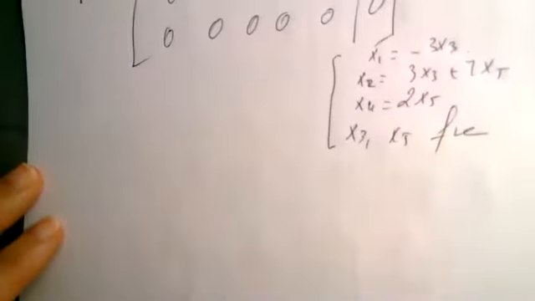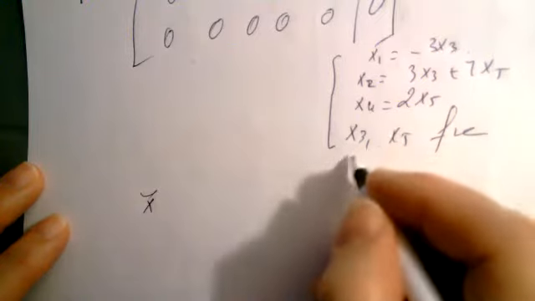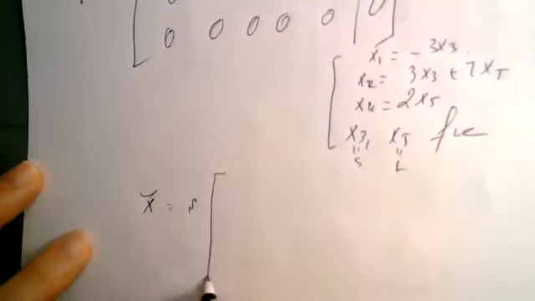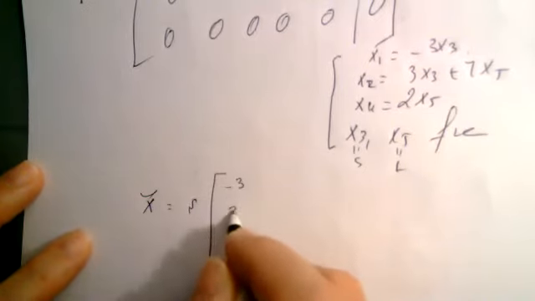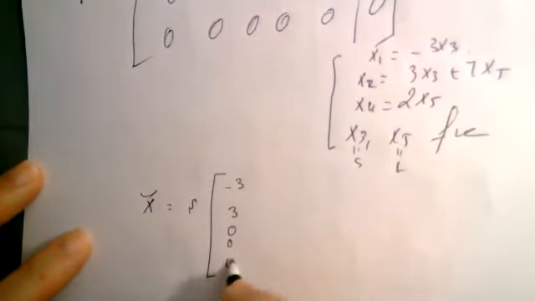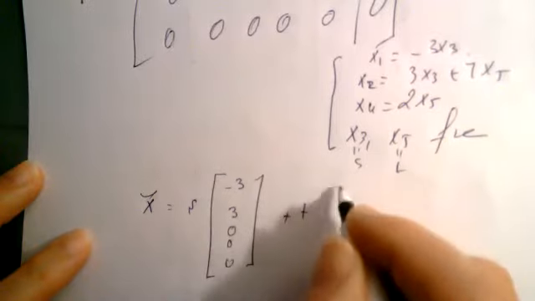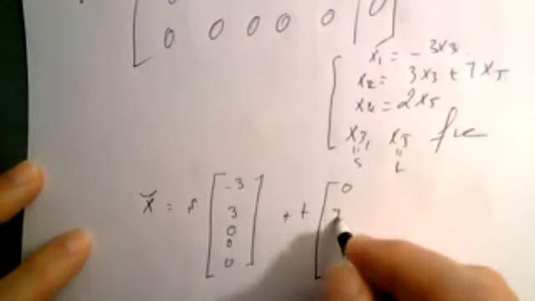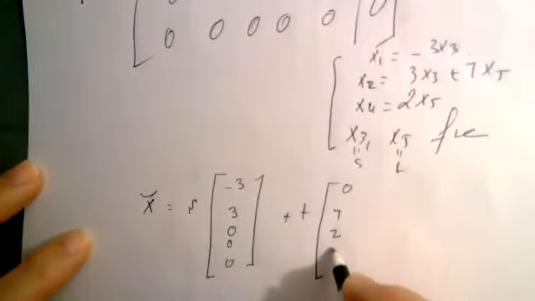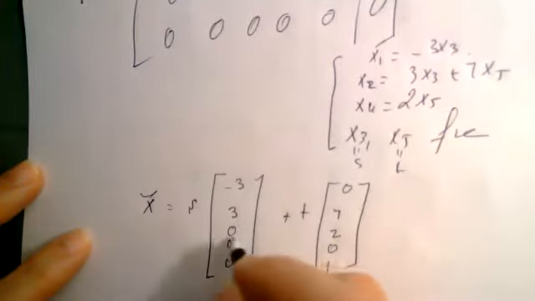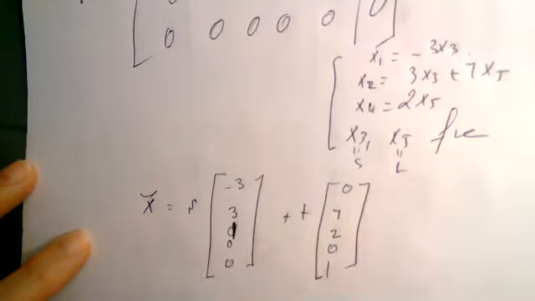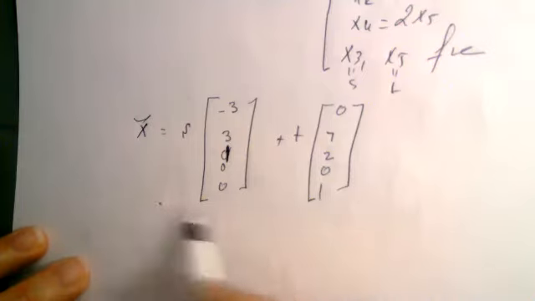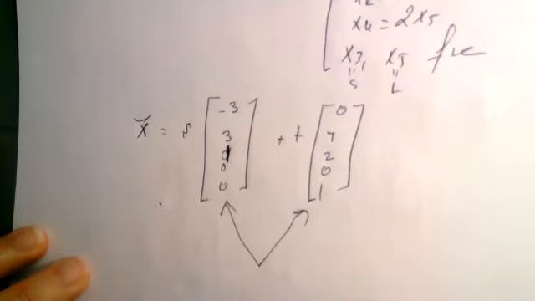And now I'm going to write it in parametric form. I'm going to make this S and this T. And I'm going to have minus 3, 3, 0, 0, 0. And in T, I'm going to have 0, 7, 2, 0, 1. Sorry, I'm going to have a 1 down here. So every vector that solves the system is a combination of those two vectors.